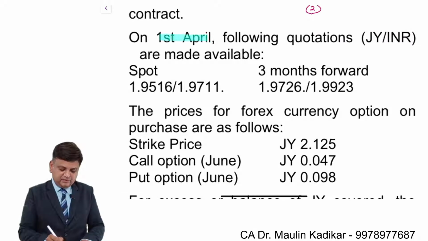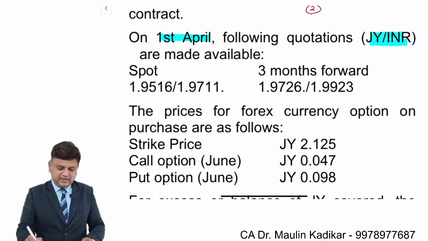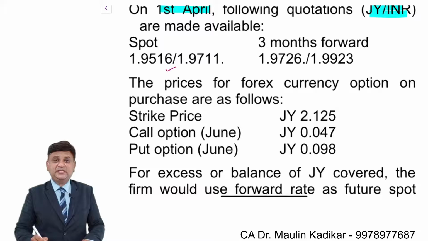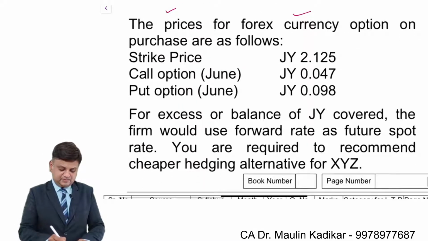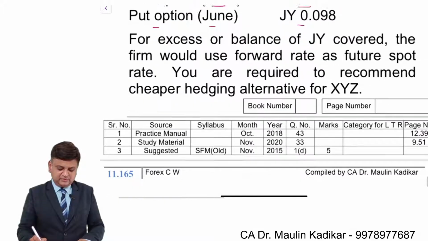On 1st of April, the following quotations like Japanese yen per rupee are available. Spot exchange rate is given to us, Japanese yen per rupee, and 3 months forward exchange rate is given to us. The prices for foreign currency option on purchase are as follows. Strike price is given to us, 2.125 Japanese yen per rupee. Call option premium is given and put option premium is given.